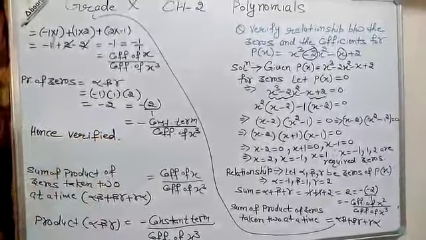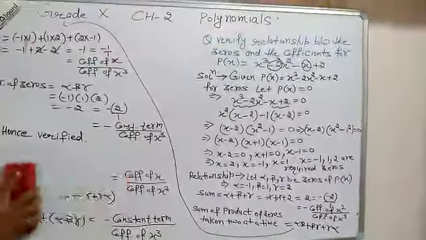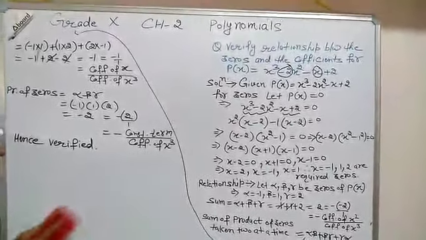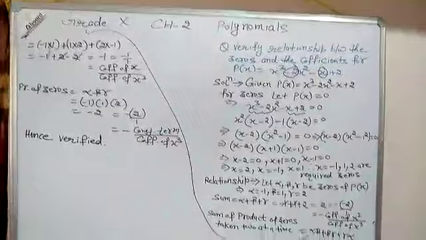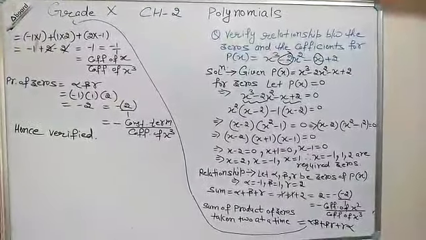So students, this is all about the relationship between the zeros and the coefficients in case of a cubic polynomial. Hope you understand the way to solve this concept.